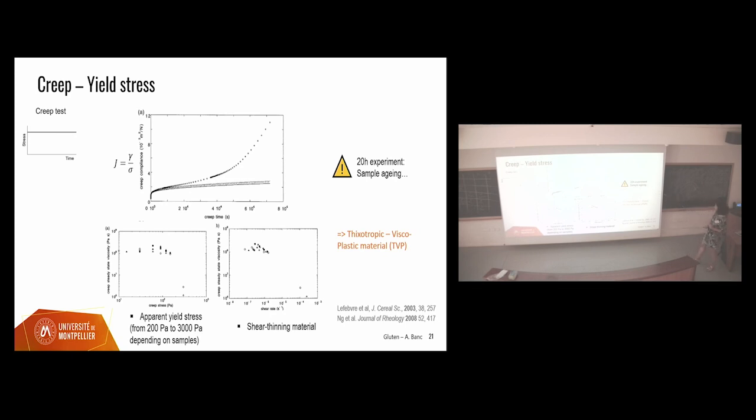Anyway, we can qualify gluten as thixotropic. The response depends on time. Viscoplastic material, this is a term introduced by Gareth during his lecture.